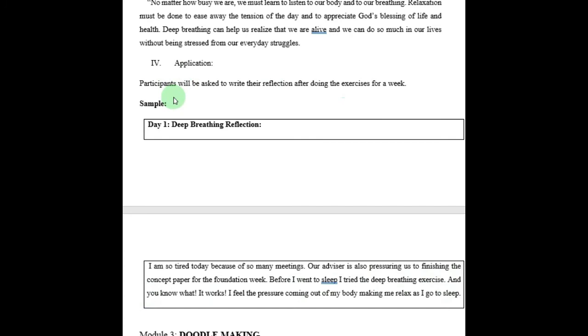Dahil marunong ka na mag-breathing exercise, ang gagawin mo, pag uwi mo, every time you stress, dahil pwedeng 1 week or 2 weeks ka bumalik, kailangan namin ng reflection mula sa'yo kung paano mo na i-apply at ano yung naramdaman mo. Okay, so i-guide mo si students or si participants ng ganun.